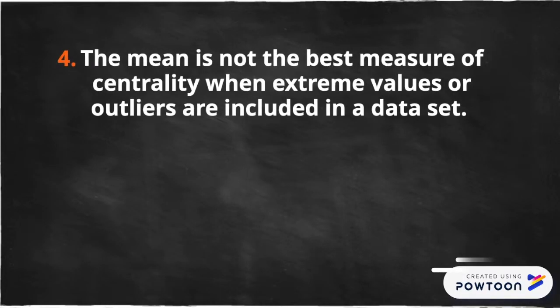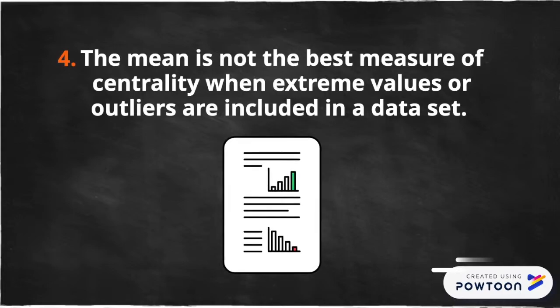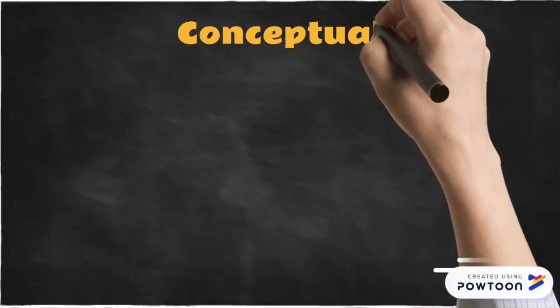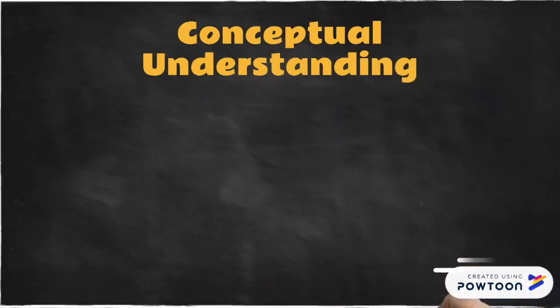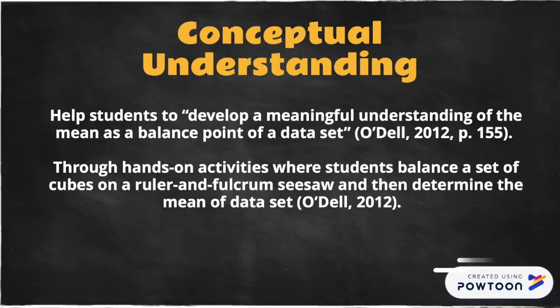Finally, the mean is not the best measure of centrality when extreme values or outliers are included in a dataset. Make sure students are aware of its effect and have opportunities to explore this change in the mean. To prevent misconceptions from occurring, it is important students develop a conceptual understanding of the mean before undertaking the algorithmic procedure. This will help to develop a meaningful understanding of the mean as a balance point of a dataset. One way of doing this is through a hands-on activity where the students balance a set of cubes on a ruler and fulcrum seesaw, and then determine the mean.